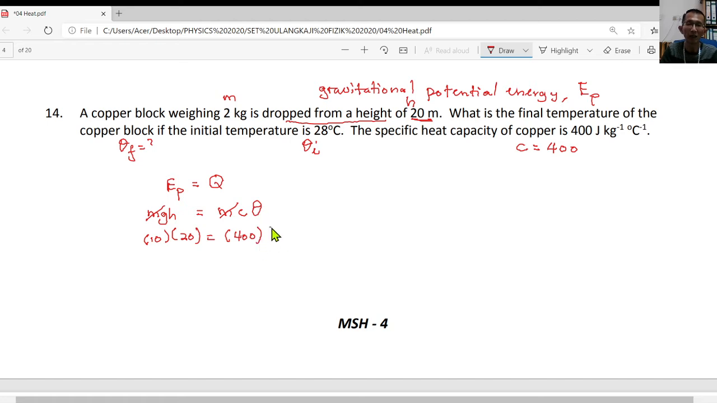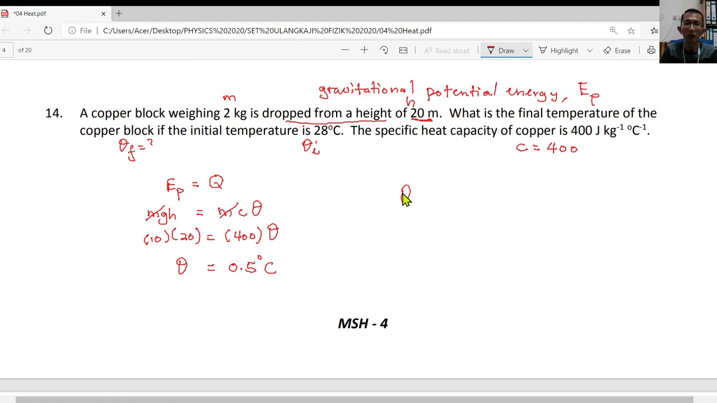Alright, and then this theta is actually final temperature minus initial temperature. Just for the sake of solving this problem, I will just leave it as theta. So calculate theta. This one you should be able to get 0.5 degree Celsius. That is our theta, the increment in the temperature.